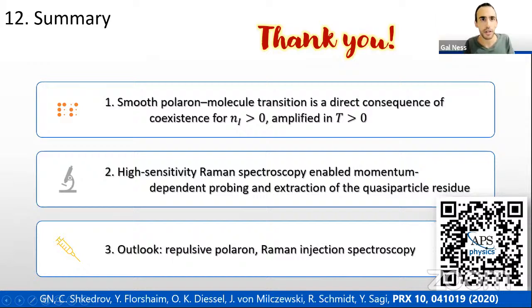In which case, sorry? Repulsive polarons. So the repulsive polaron is a very interesting phenomenon. The issue with the repulsive polaron is that it features a finite lifetime because it's the excited state in the dispersion. And therefore, you get a whole bunch of dynamic questions when you want to study it.